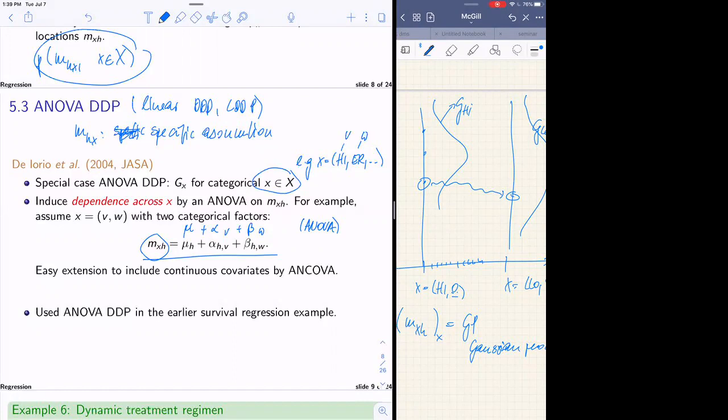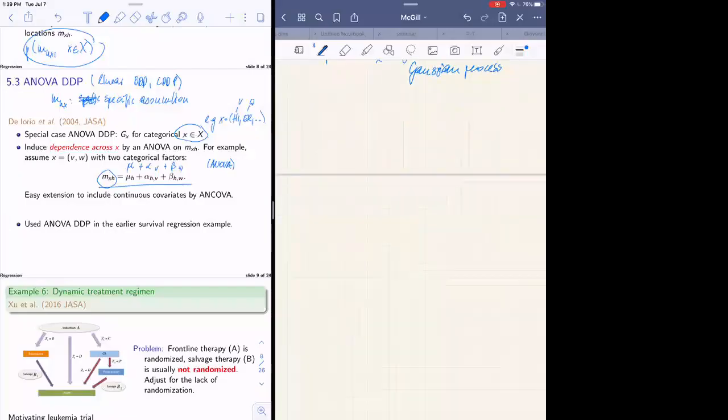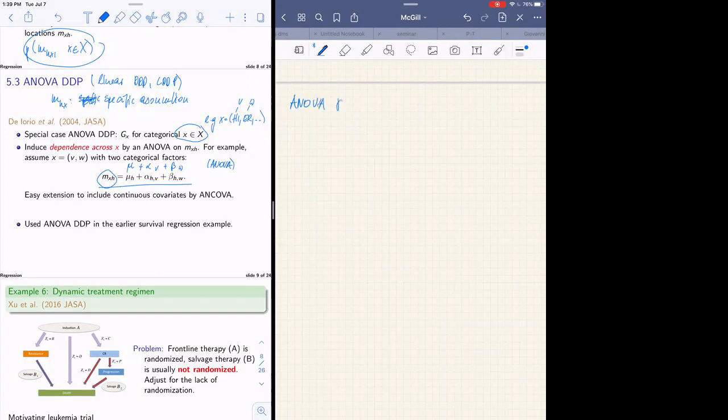I would like to elaborate on that a little bit. What I'll do now on the right side of the whiteboard is spell out the ANOVA DDP in terms of the discrete probability measure. Let's look again in a bit more detail at the ANOVA DDP. We have G sub X is equal to, I'm hesitating for a moment whether I should already introduce a continuous kernel.